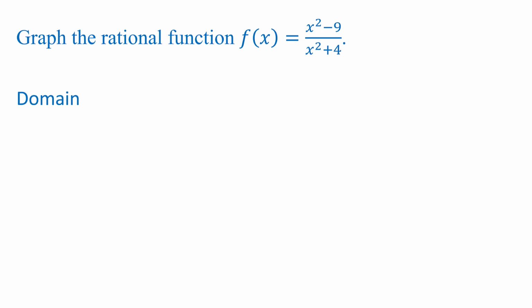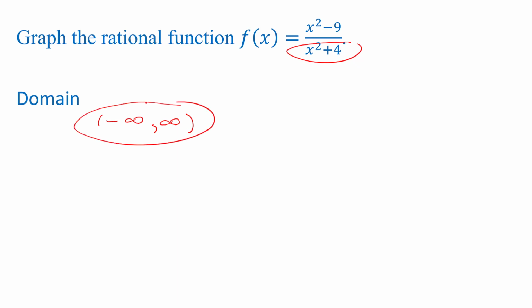The domain of this function, well, looking at the denominator here, there is no real value of x that is going to give me a 0 in the denominator. So I can say the domain is all real numbers here. For the holes in the graph, if I factor my function into x minus 3 times x plus 3 over x squared plus 4, I can see there are no common factors between the numerator and denominator, so there will not be any holes here.